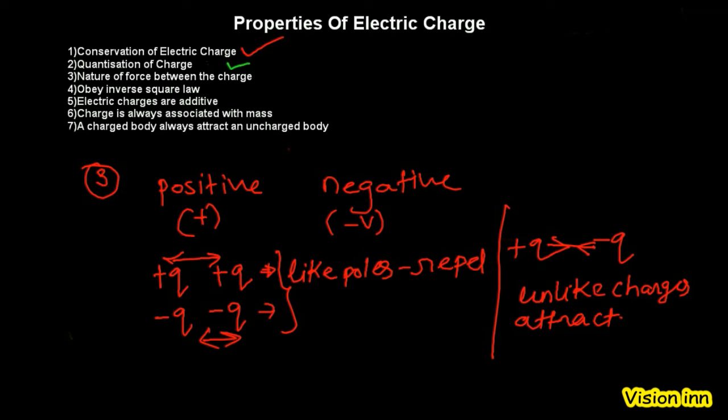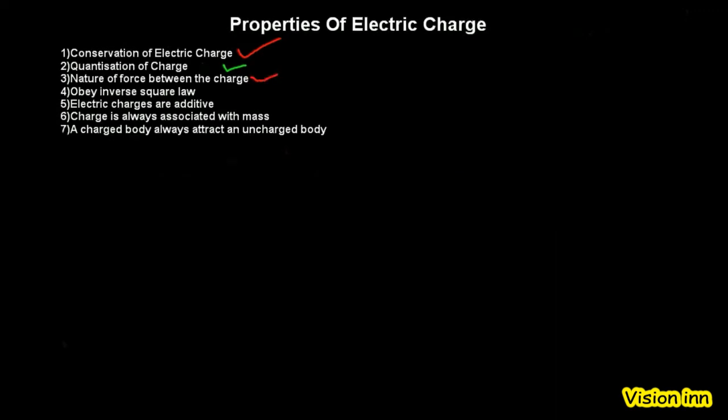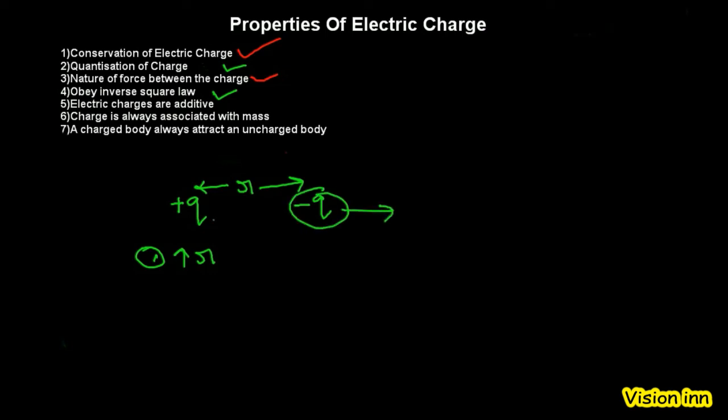So with this we'll move on to our next property. Our next property is that electric charge obeys the inverse square law, which means that if I place a positive charge over here and one more negative charge, let us say the distance between them is r. The first thing I am going to do is increase r. So what will happen as I move this charge away from this positive charge? The force of attraction between them will decrease.